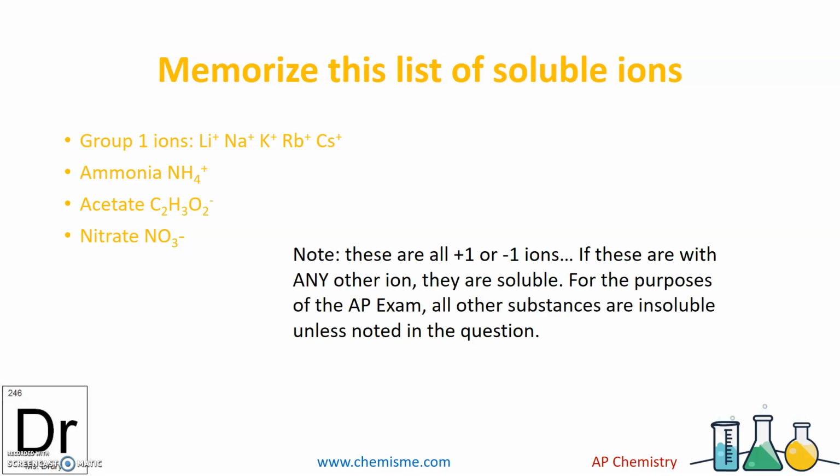So note, again, these are +1 or -1 ions. If they're with any other ion, they're soluble. For the purpose of the AP exam, all other substances are considered insoluble, unless they tell you in the question. They're like, oh, we got to dissolve somehow, maybe by heating it up and breaking it up and all these crazy things, right? Notice again, these are yellow, so that means you have to memorize this list, and you might pause it to write it down.